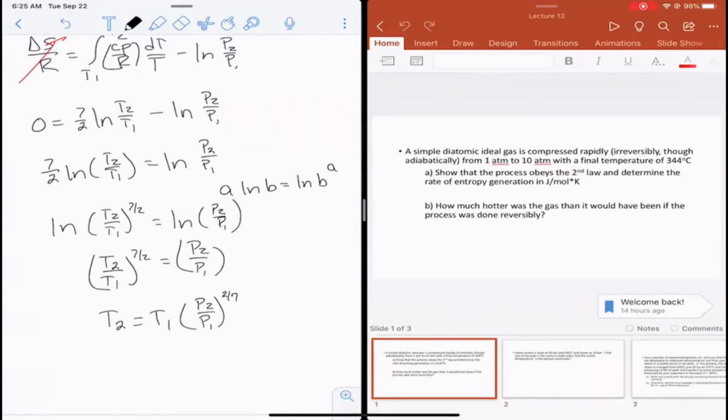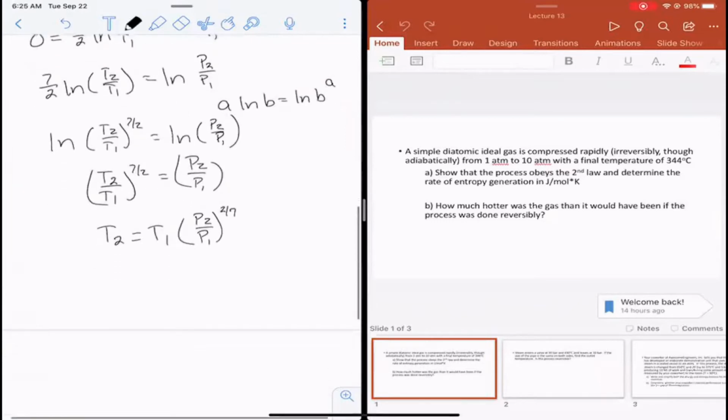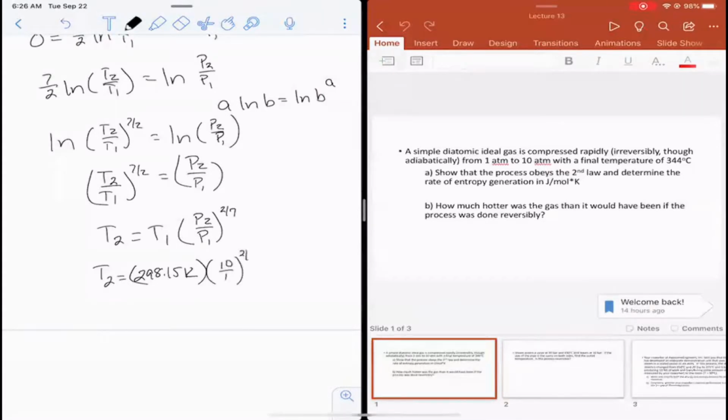And so if we do this calculation, we know that T1 is 298.15 Kelvin times P2 divided by P1, which is just 10 over 1, raised to the 2/7. And so we find that the final temperature in this particular case is equal to 575.6 Kelvin, which is equal to 302.5 degrees C.